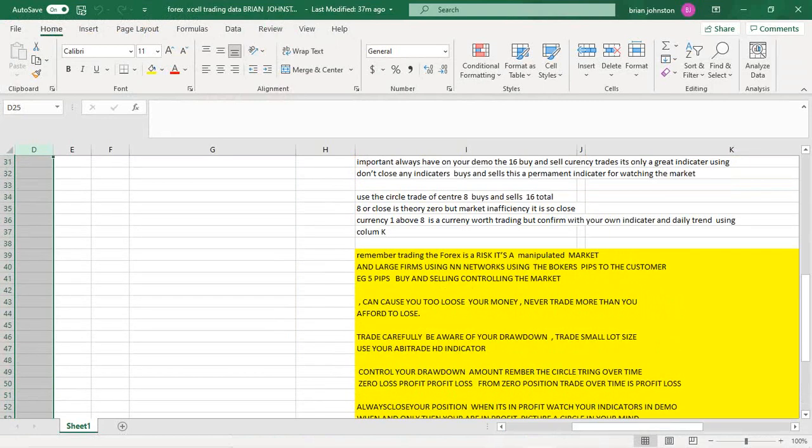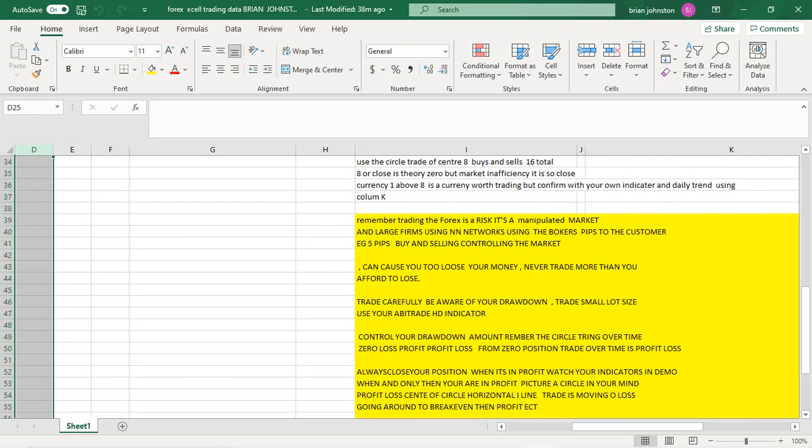Remember, trading the FOREX is a risk. It's a manipulated market. The large market firms using NN networks and GAs, using the brokers, pips to the customer using 5 pips, buy and selling, controlling the market using their pips, and they're buying huge volume. So 5 or 10 pips is nothing. Only trade what you can afford to lose. Never trade more than you can afford to lose. Trade carefully, beware of your drawdowns.